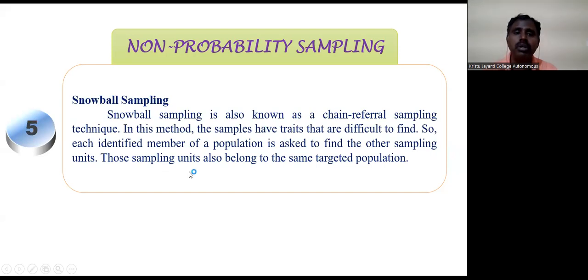Then snowball sampling. It is also known as chain referral sampling. That means you do not know who all your target respondents are. So what you can do is find one respondent first. From that one respondent, you can ask how to get the information, and that person will give you another person. Like that, you can keep extending the people. That is called snowball sampling, or chain referral sampling.